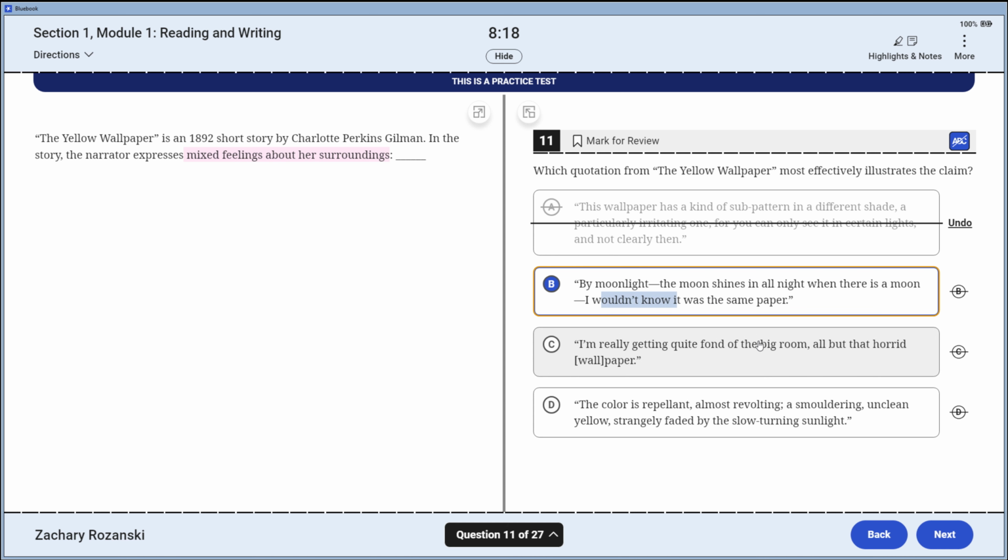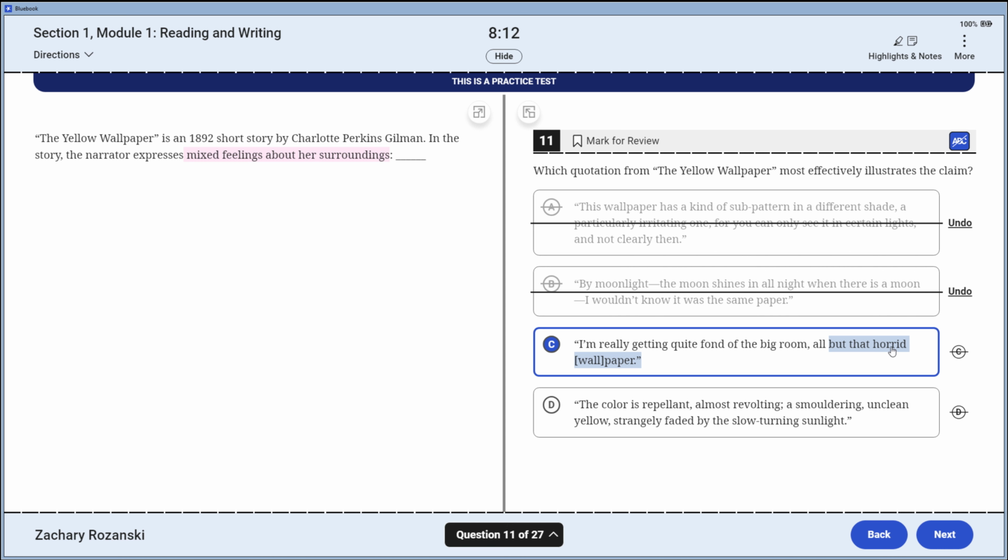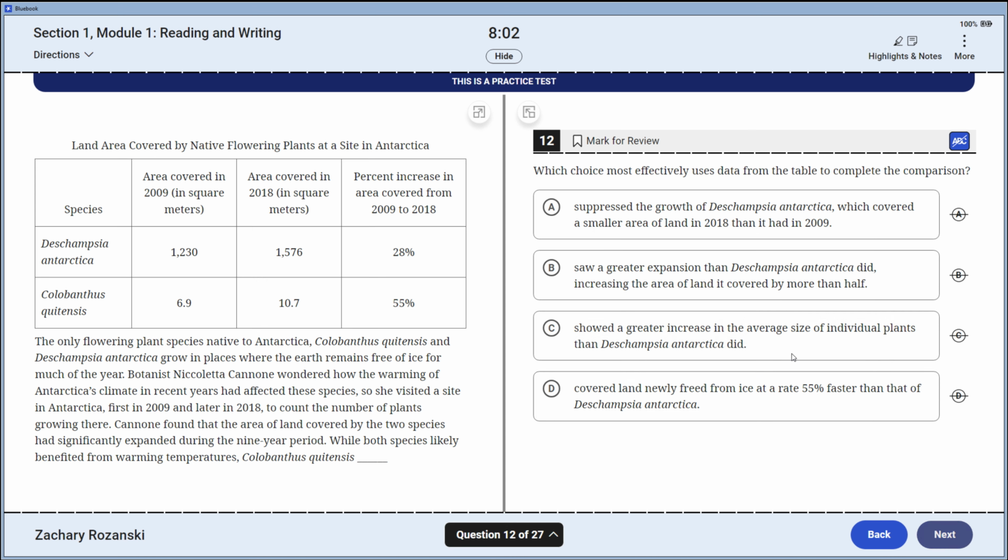I'm really quite fond of the big room. She loves it, all but that horrid wallpaper. This is exactly it. Whatever reading I would do to this would probably be wrong. We have horrid versus fond. That's gorgeous. The color is repellent. That is almost revolting, smoldering, unclean yellow. So this is all negative. Faded by the slow turning sunlight. Right? Perfect. C is the right answer.